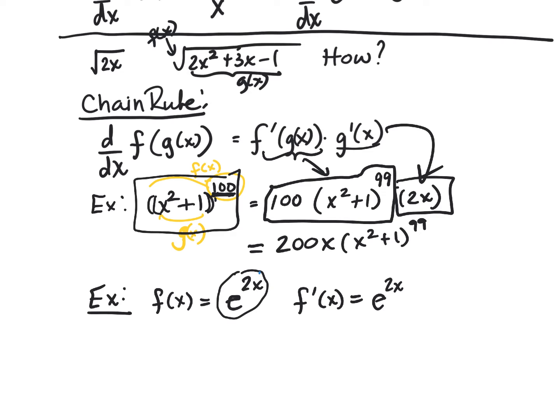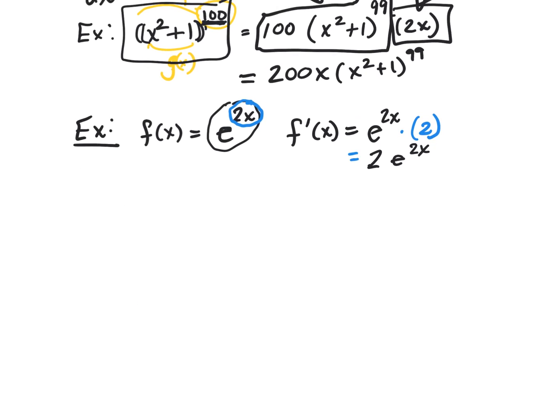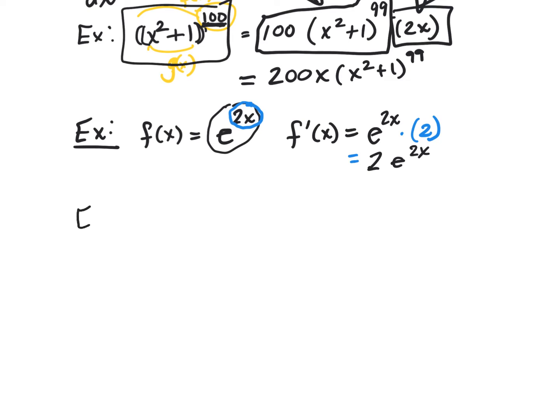Yes. Then we have to take the derivative of the function contained inside, which is times, what's the derivative of 2x? 2. So the final answer would be 2e to the 2x. Do you get it? Kind of. Well, let's do a couple more examples, and then I'll let you try a few.